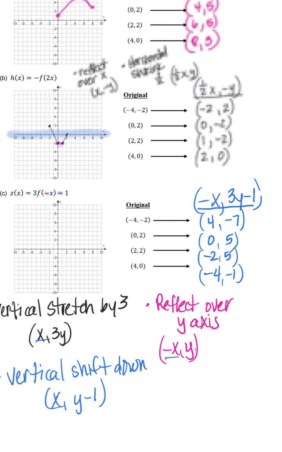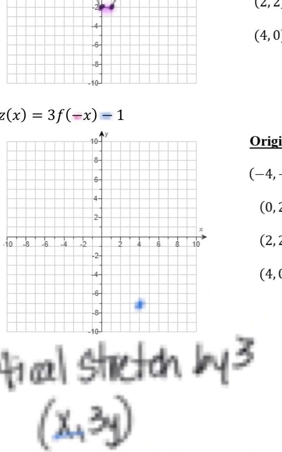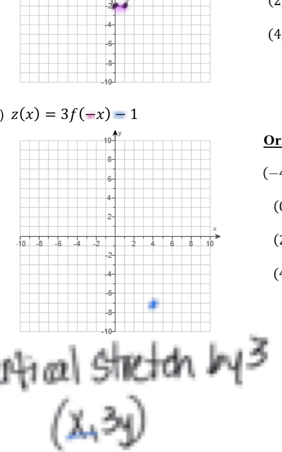So we've got 4, -7. So 4, -7. I'm going to enlarge this so I can see these better. 0, 5, 0, 5. -2, 5. See, it's still the same length, that length of 2, so it didn't change sizes. And then we've got -4, -1.